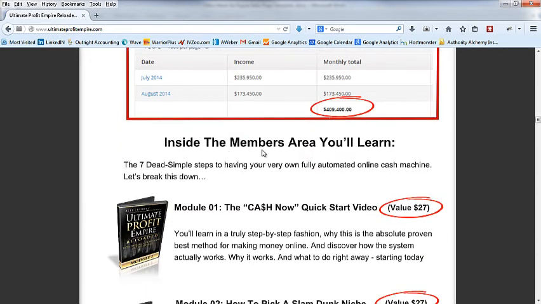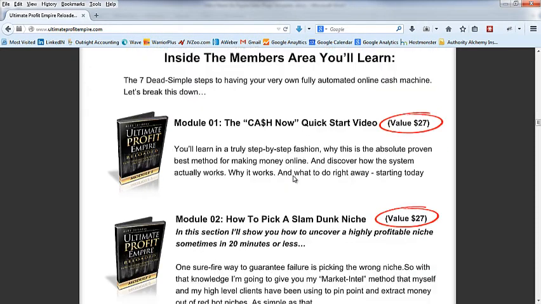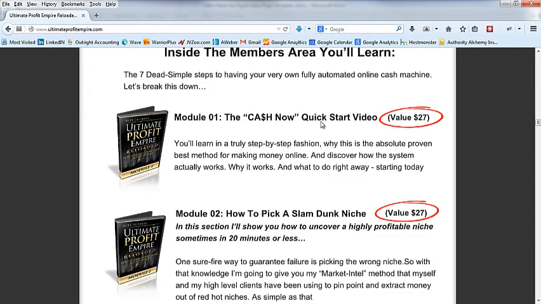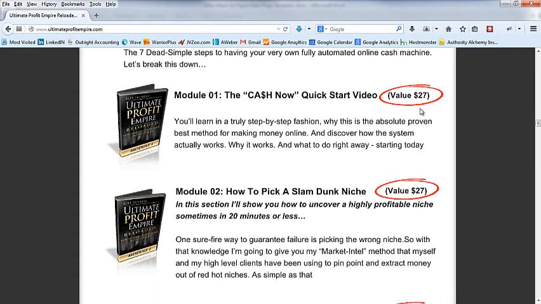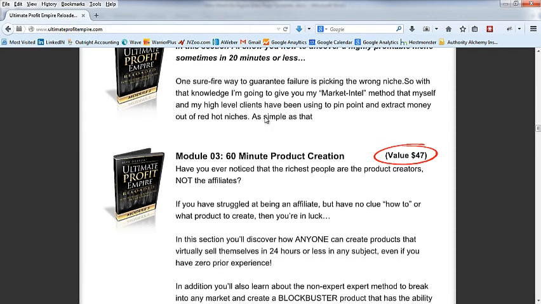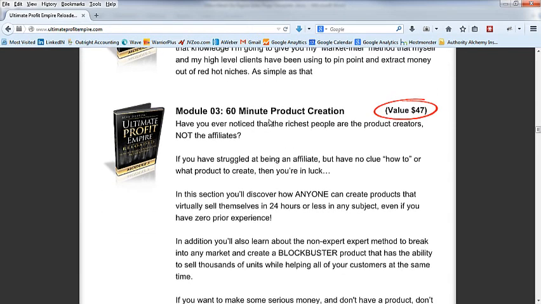So again, inside the members area, you'll learn the 7 dead simple steps to having your very own fully automated cash machine. Let's break this down. Again, here we go. Instead of just saying the quick start video, it's the cash now quick start video. And then this is the bullet. You'll learn in a truly step-by-step fashion why this is the absolute proven best method for making money online, and discover how the system actually works, why it works, and what to do right away starting today. Value $27. See, I use the same stuff over again. Instead of saying product creation, 60-minute product creation, just more benefit.